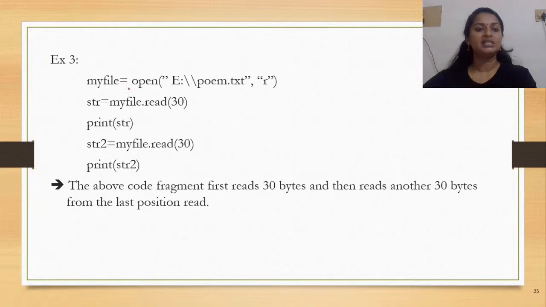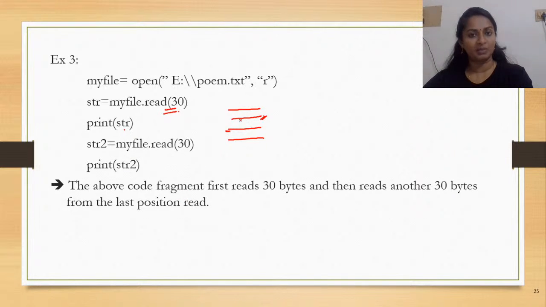The next example is my file is equal to open, wherein you are opening a file poem.txt in read mode. And here you have two read functions. What does the first function do? It reads the first 30 bytes or 30 characters from your file and prints them on the screen. Imagine there were four lines, and the first two lines take around 30 characters. So this would be printed, and now your cursor is in the third line, because the first two lines were read and printed.